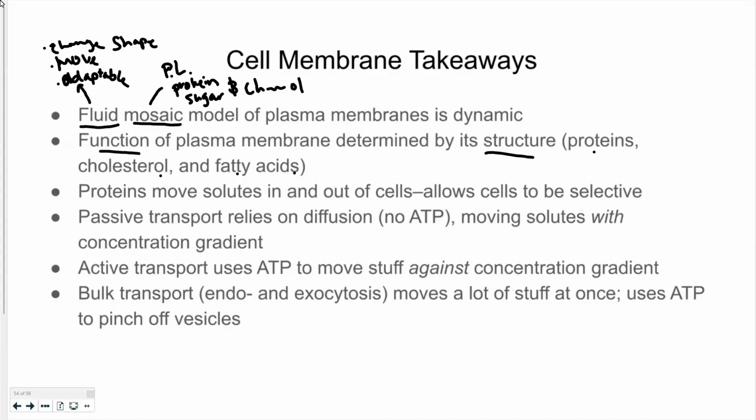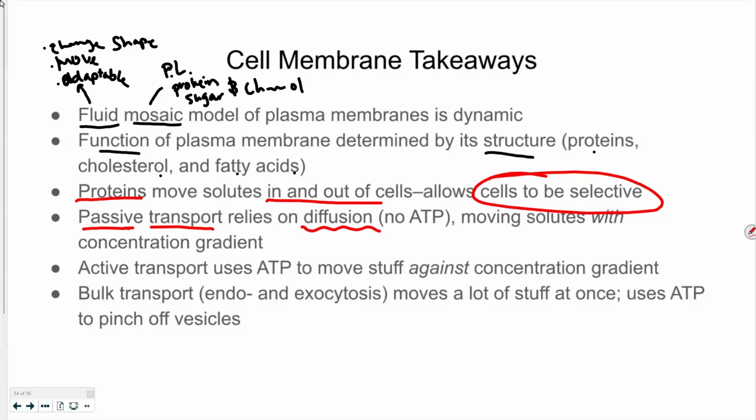We talked a lot about the different types of proteins involved in moving things in and out of the cells. And that allows this semi-permeability, allowing cells to be selective about what comes in and out of the cell. We talked about passive transport, relying on diffusion. This is the lazy way.